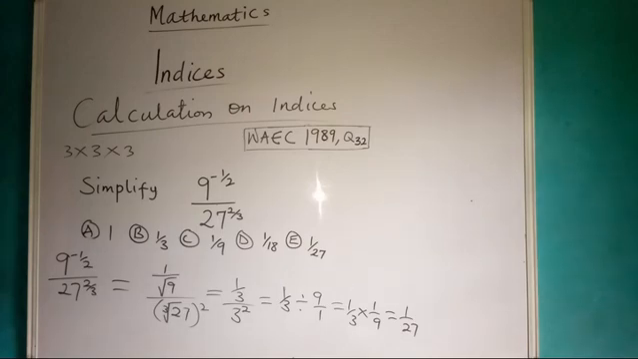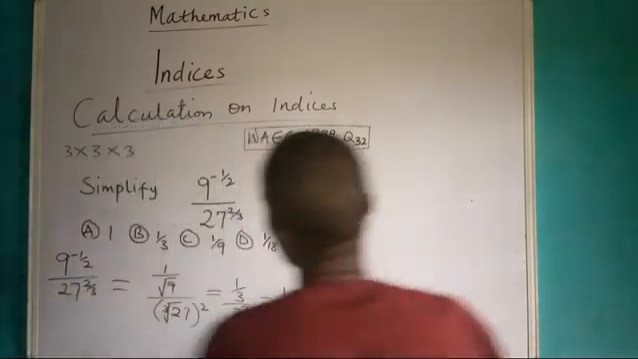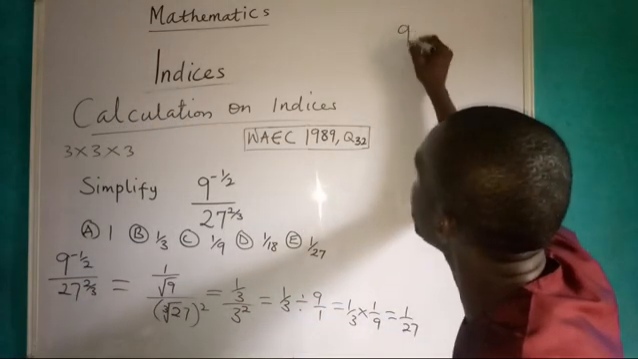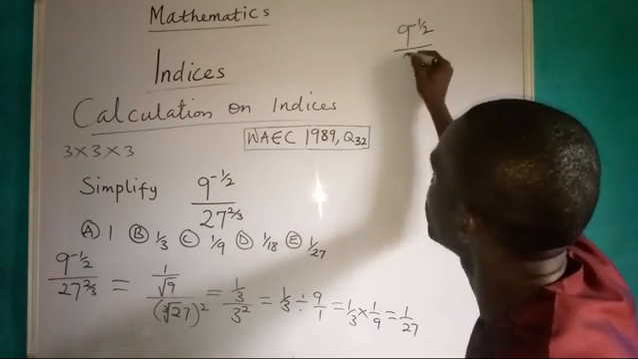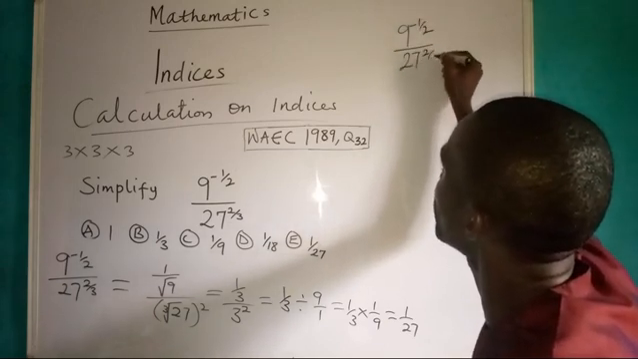Now, let me still use another approach. Remember, I told you before that we have so many approaches. I said for me, I will use 2 steps. Now, let me use the second step on this very one. I don't want to follow this very one. Let me use another approach. And we have 9 power minus 1 over 2 divide 27 power 2 over 3.